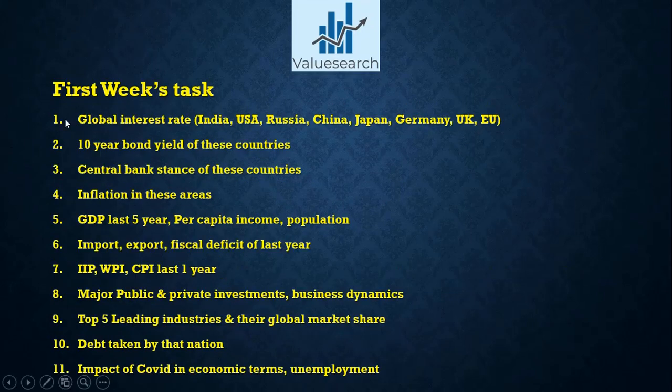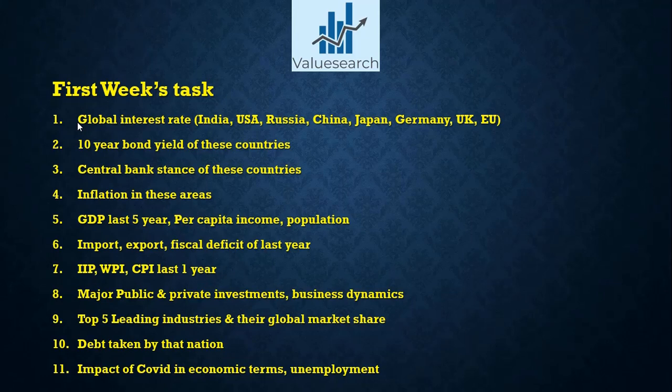So these are the information, the numbers, the data that you have to gather and find out in this first 1 week of the internship. So the first week's task: what you guys have to do is gather the data for the global interest rate of these particular countries: India, USA, Russia, China, Japan, Germany, UK, and European Union.